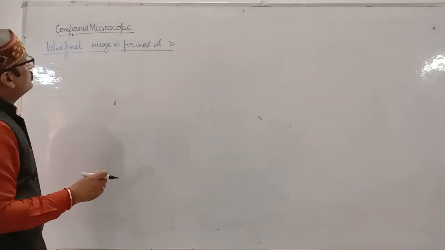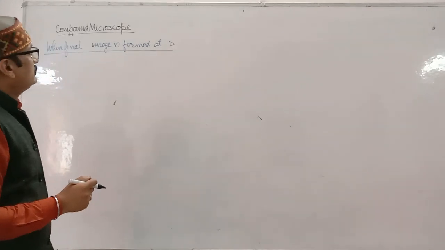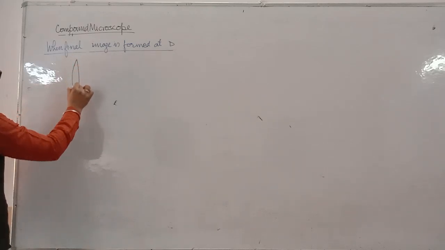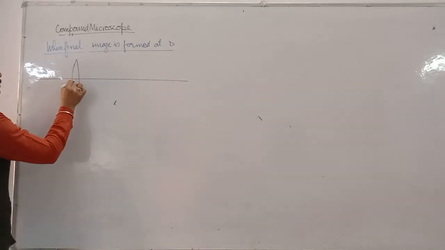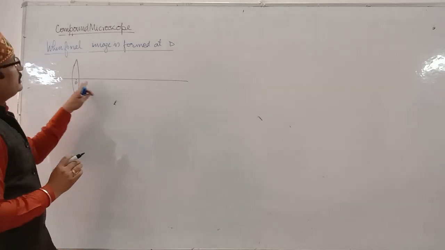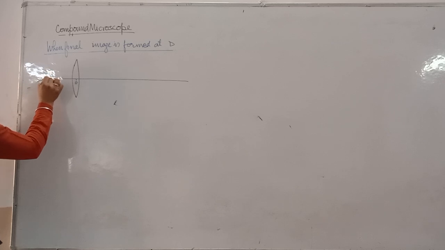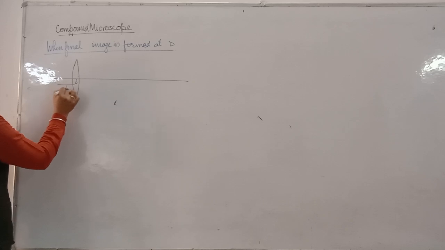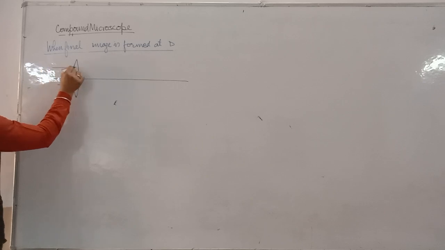Now, learn how to draw the diagram when the final image is formed at the least distance of distinct vision. What we do, we'll first draw the objective lens. This is the optic axis. This is the optic center. Now, when the image is to form on the right side, the object should be slightly away from the focus of the objective lens. Let the focal length be f(o) and the distance of the object from the lens be u(o).